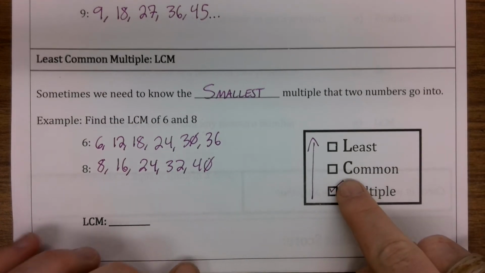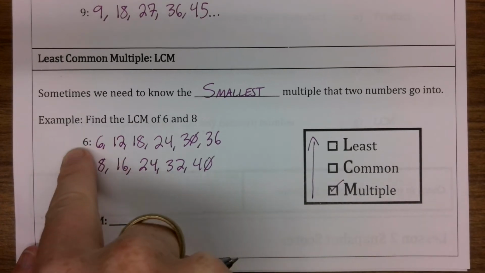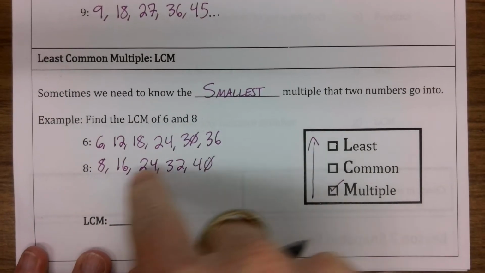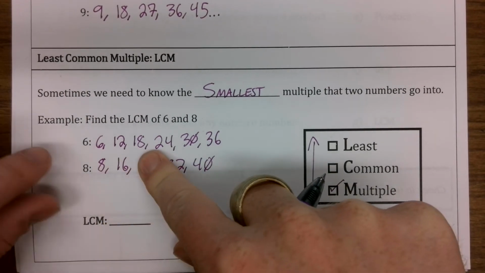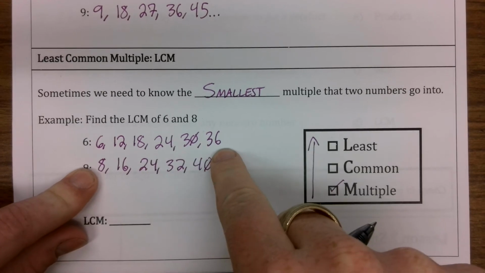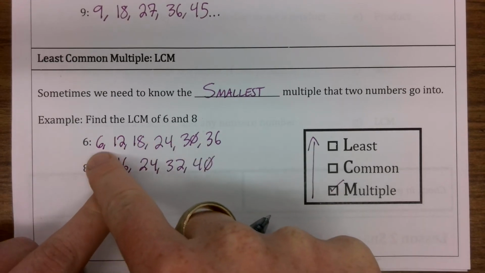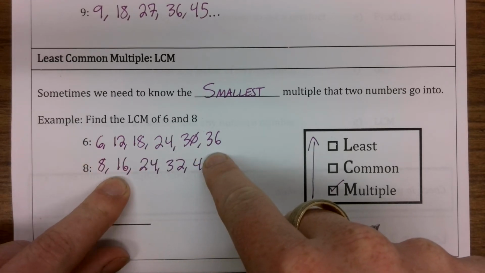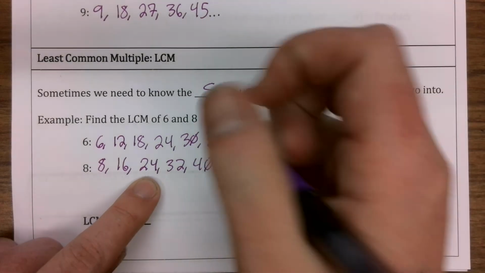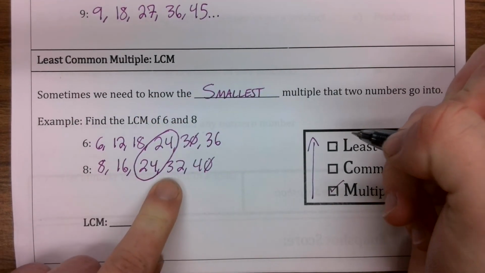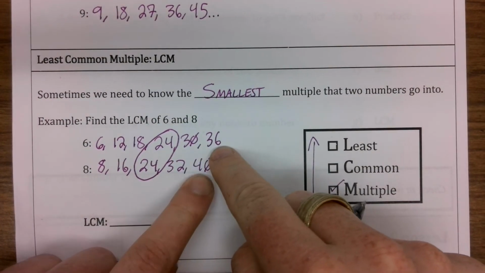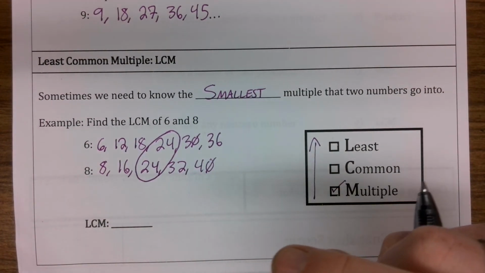Next, we have to find the common ones. So we want to look for numbers that show up in the list for 6 and in the list for 8. Well, 8 doesn't show up in the 6 list. 16 doesn't show up in the 6 list. 24 does. And that's it. 32 doesn't show up, and 40 is not on that list right now.